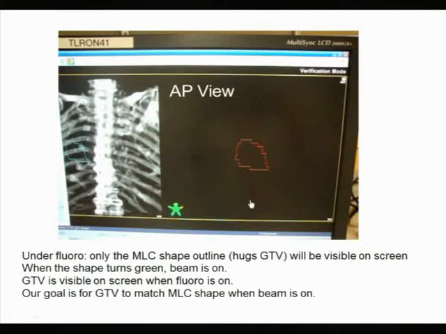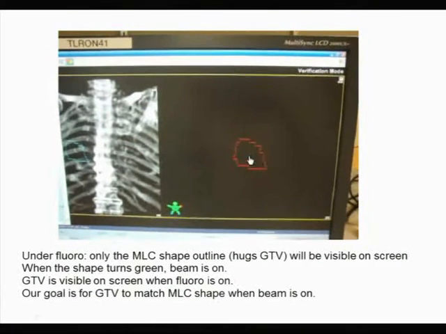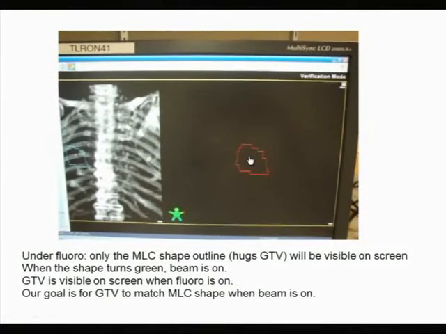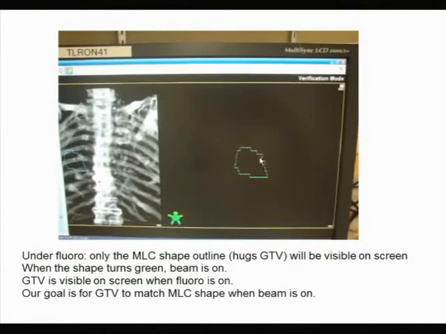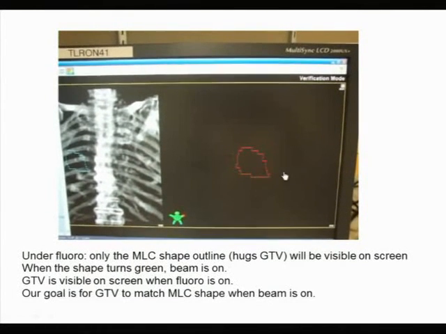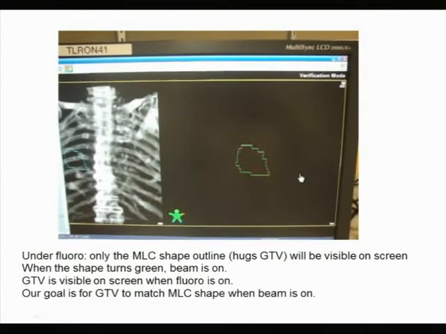So under the fluoro, you will see this red sign says gate closed. Green will be gate open. The GTV will be visible on the screen with the throttle on. Our goal is for the GTV to match the MLC shape when the beam is on. So you can see open gate, close gate, open.